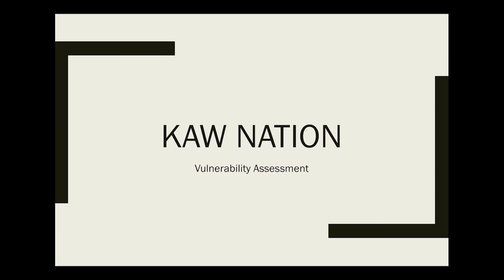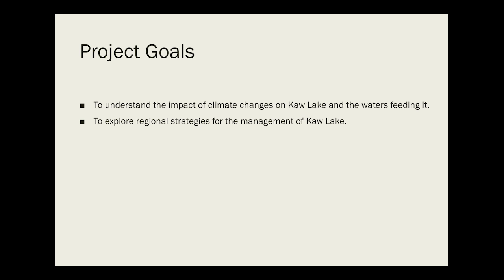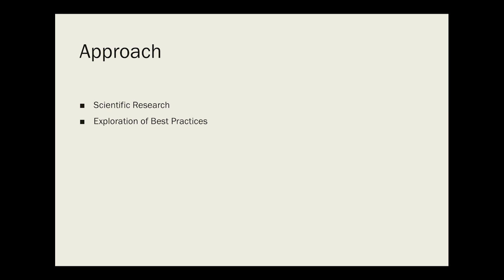Representatives of the Kaw Nation decided that this project would be useful in helping them understand the impact of climate change on Kaw Lake and the waters feeding it. As a part of this project, we explored regional strategies for the management of Kaw Lake. The approach for this project was a little different than the others. Its focus was on scientific research that understands and appreciates how climate change is in fact impacting Kaw Lake. This was followed by an exploration of best practices for regional water management.